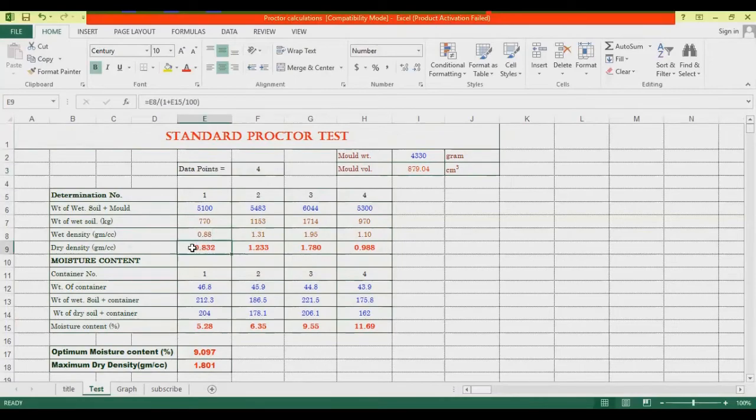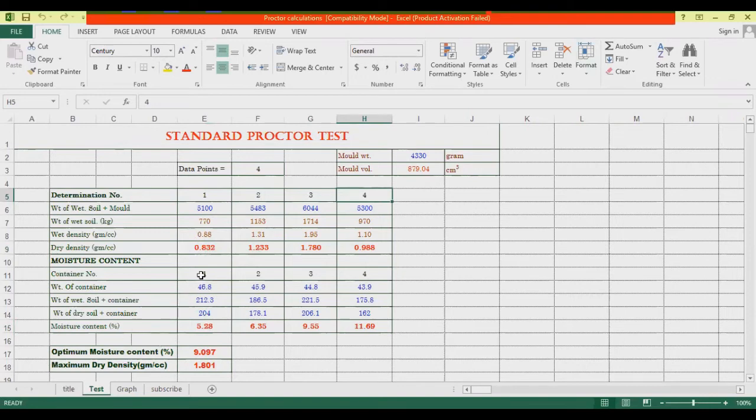Now how can I convert this into dry density? So the formula for the dry density is wet density divided by 1 plus water content. So wet density is 0.88, and the water content for the first data point is 5.28. So that will give me a dry density value of 0.832. A very similar procedure will be applied for second, third, and fourth points.